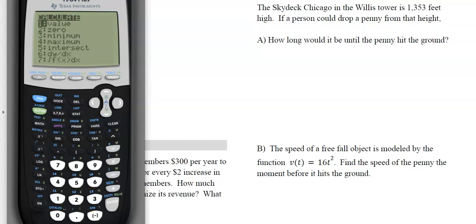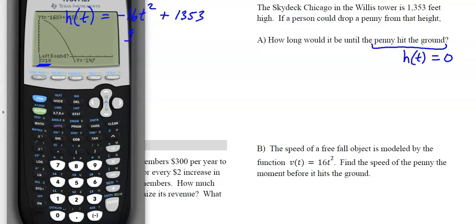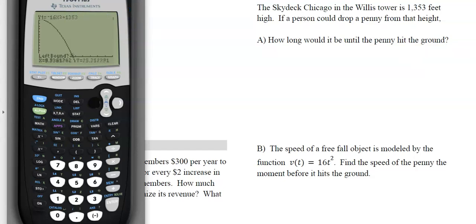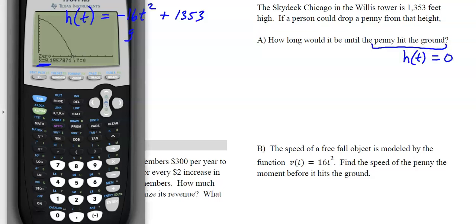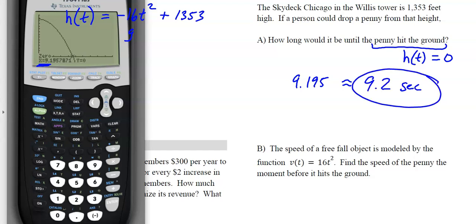Second, calc 0, which is number 2. Left bound. Well, I'm at 10. You see this little x equals 10 at the bottom here? That tells me where I'm at. I can see the zeros at about 9, so I have to go left. I have to come back up the curve. So I hit enter for the left. Let's go down underground. Hit enter. Guess. It looks like at 9.195 seconds, so roughly about 9.2 seconds for that penny to hit the ground from standing up there.